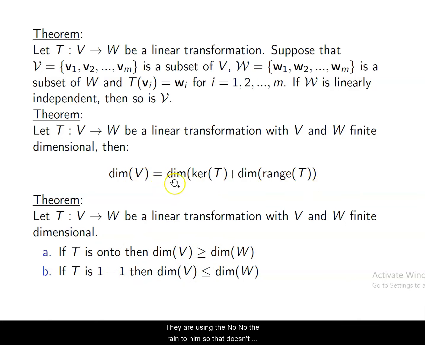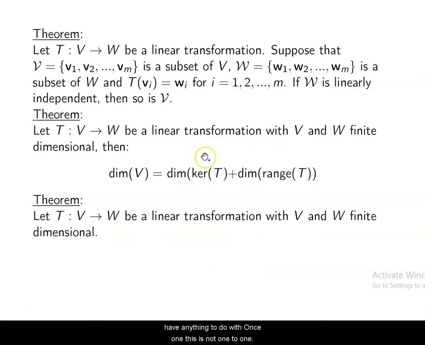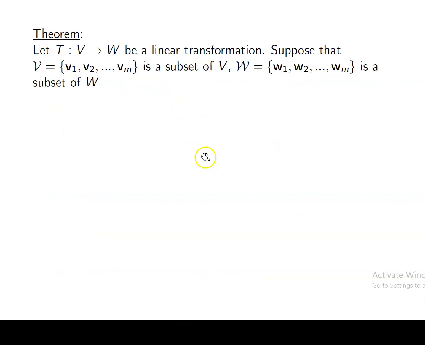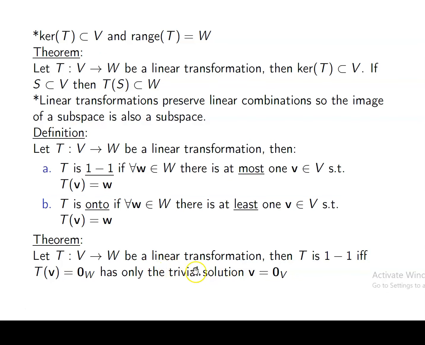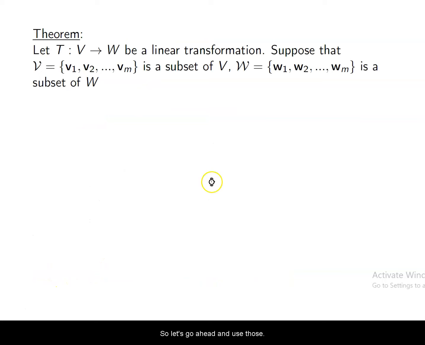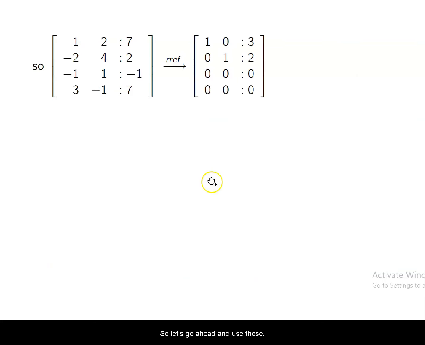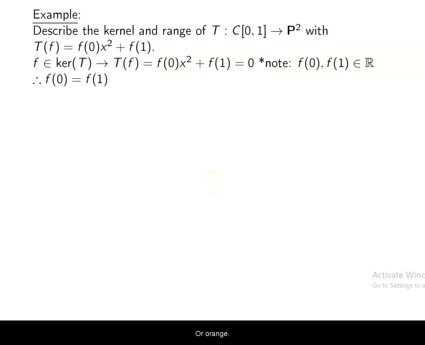Here we're using the nullity rank theorem, so that doesn't have anything to do with 1-to-1. This is generally what we would use for 1-to-1, and this is generally what we use for 1-to-1 or onto as well, right? So we're going to go with these definitions. Generally, for 1-to-1, we talk about the zero vectors, okay? So let's go ahead and use those for our example.